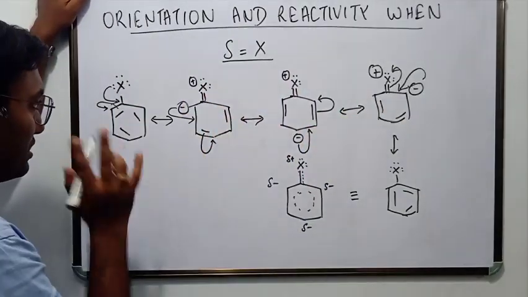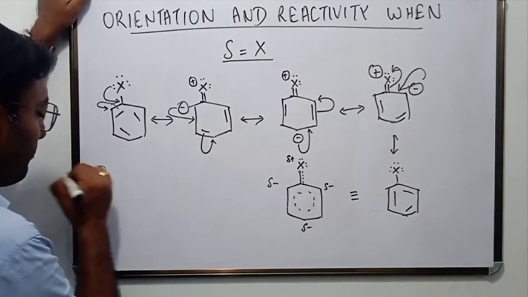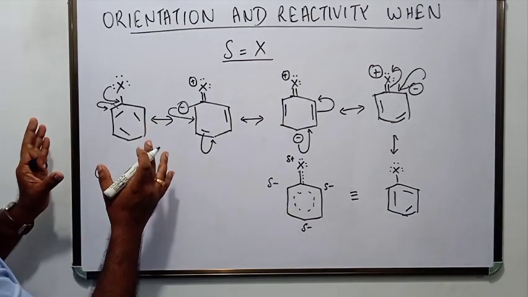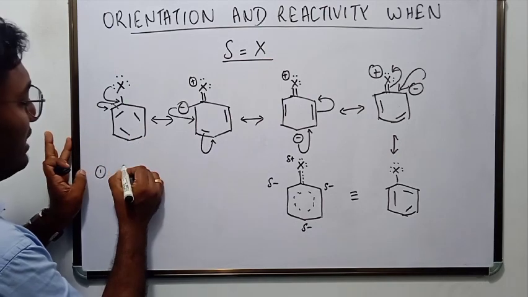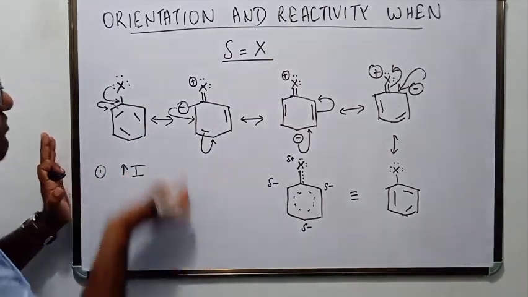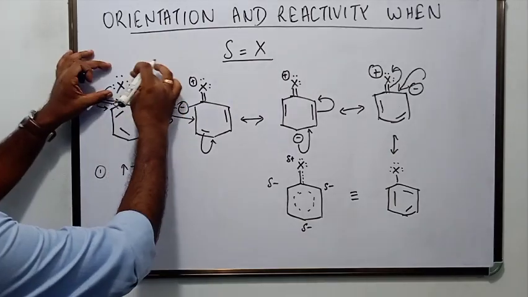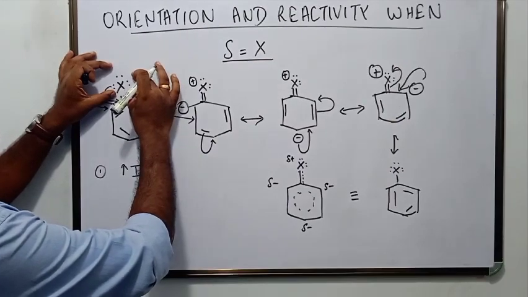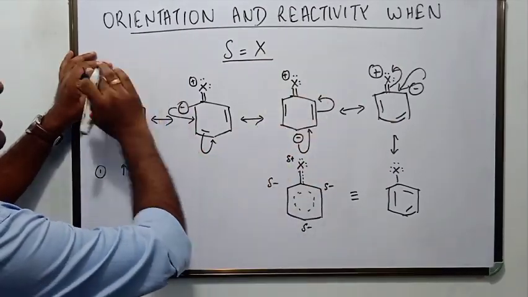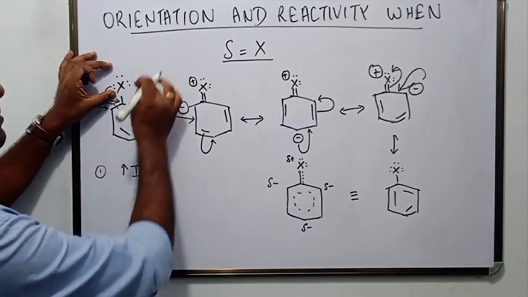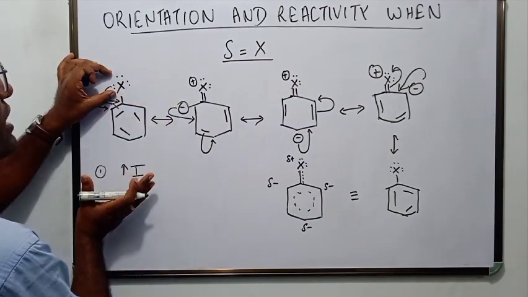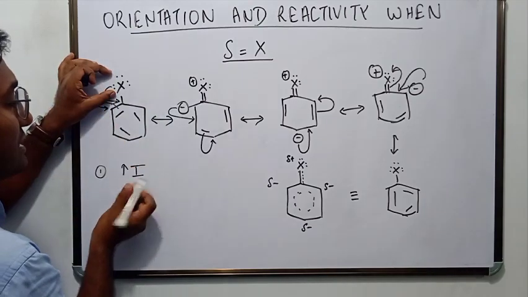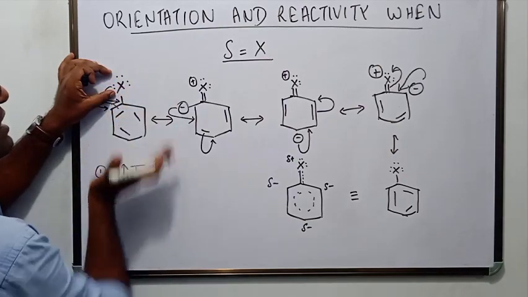These are the main points. Number one, there is an inductive effect, and that inductive effect is acting upwards towards the halogen atom. The halogen atom is a very highly electronegative atom. In the Mendeleev periodic table, the most electronegative series is the halogens. So it would try to withdraw all the electrons of the benzene ring towards itself. So the minus I effect is acting upwards.